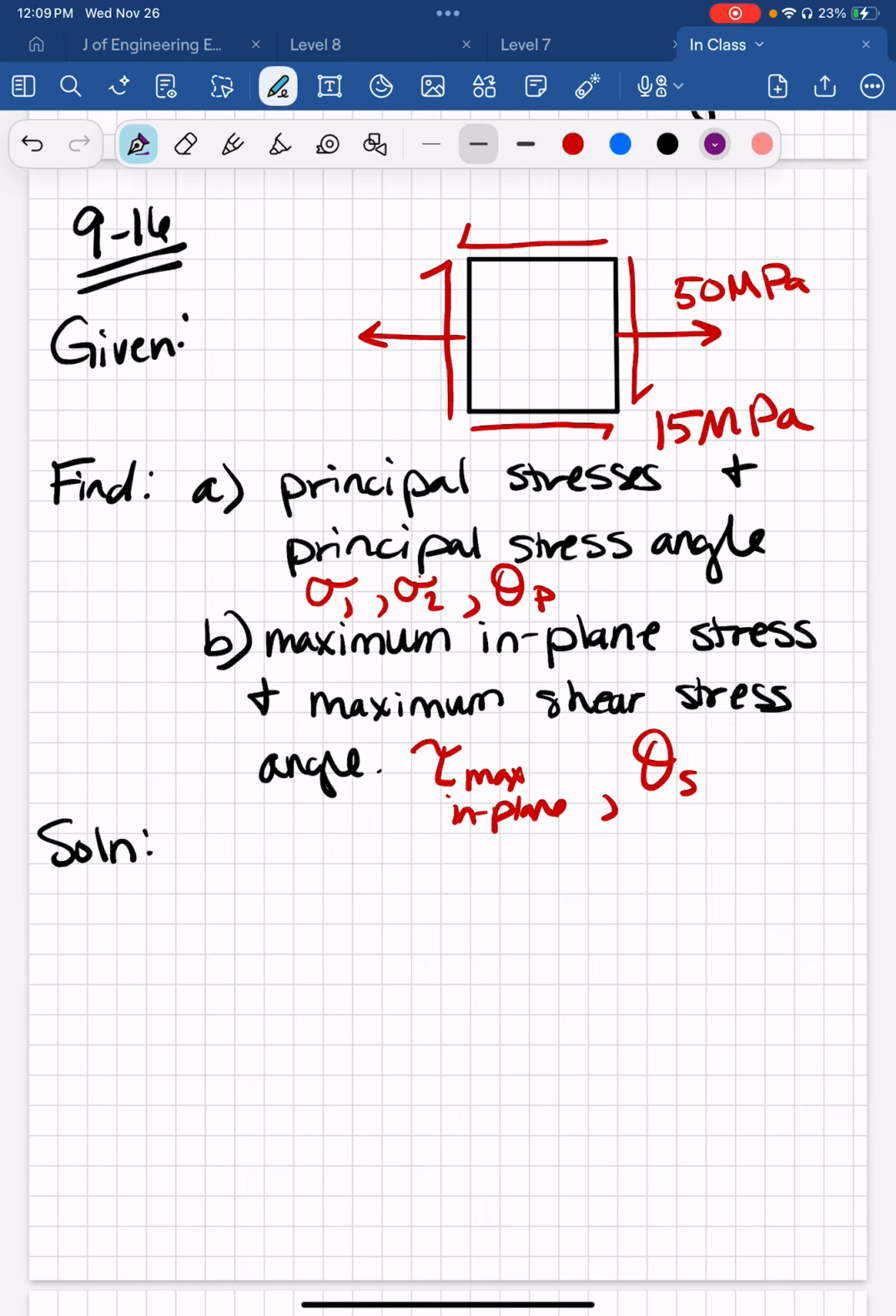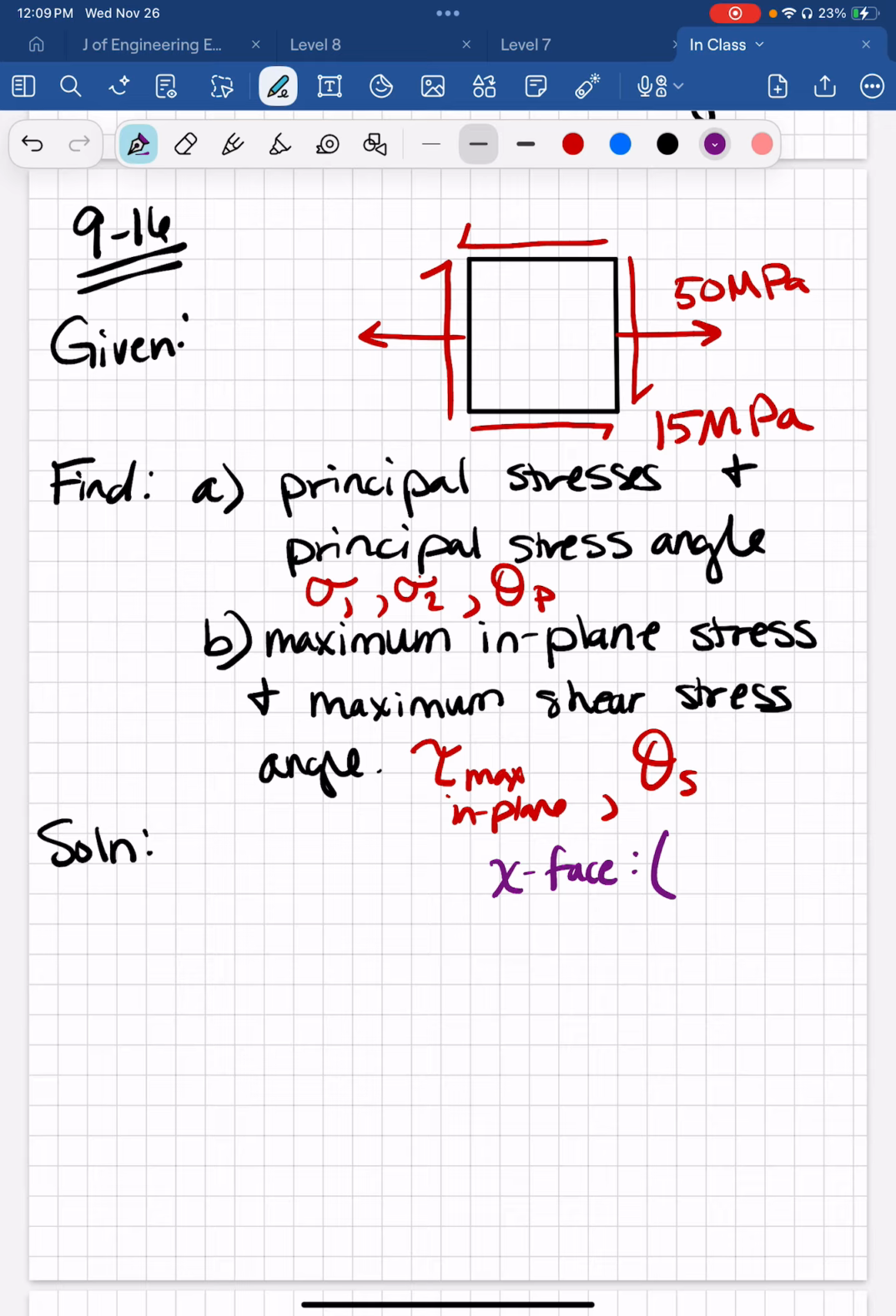They want us to find the principal stresses and the principal stress angle, so those are stress 1, stress 2, and theta p. And then they also want us to find the maximum in-plane shear stress and the maximum shear stress angle, which would be tau max in-plane and theta s. To solve this, we'll want to draw a Mohr circle. We can start by writing out the x face and the y face.